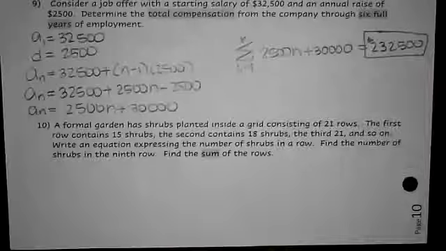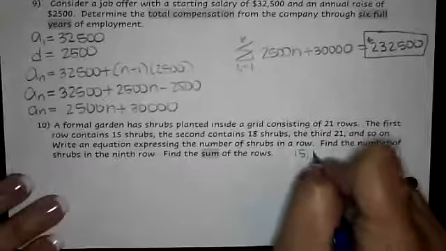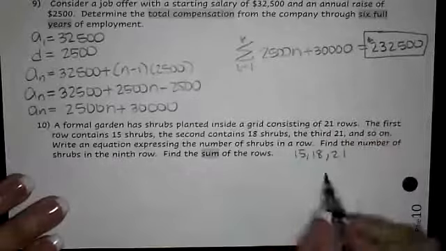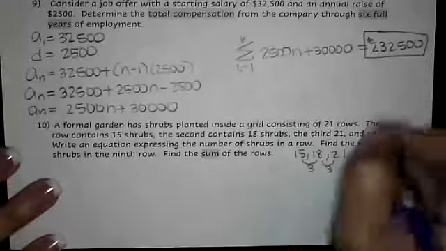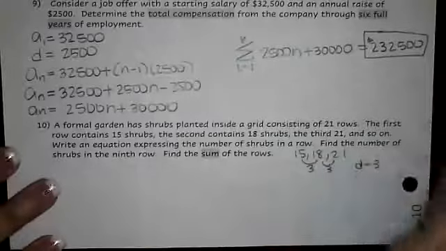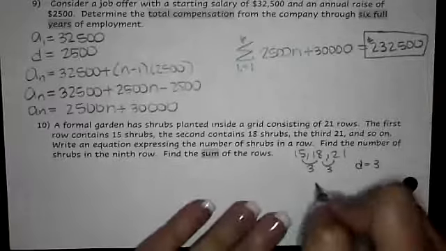All right, for our last problem, it tells us a formal garden has shrubs planted inside a grid consisting of 21 rows. The first row contains 15 shrubs, the second contains 18 shrubs and the third 21. So in our set here, we have 15, 18, and 21. This is my first, second, and third. The difference between these is 3. So our d is equal to 3. That's our common difference. So the first thing I'm going to do is write my equation here.